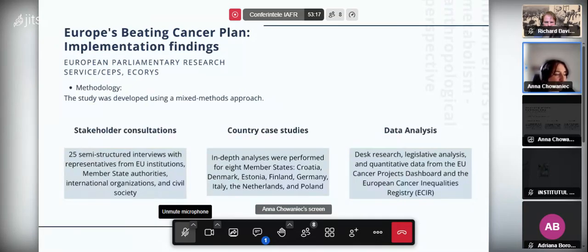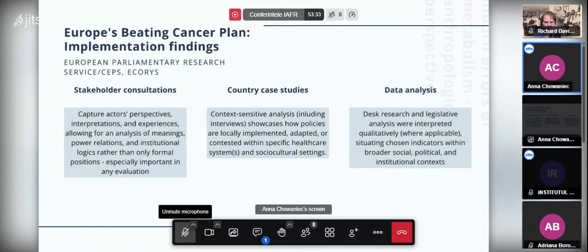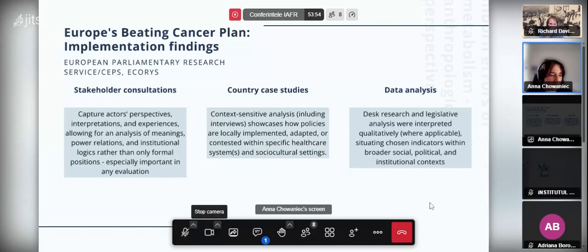There are 3 main methodological components here. So, structured interviews with different stakeholders, case studies that also include interviews at the national level, and the analysis of available data. And each of those elements included a qualitative research component. So of course, interviews were especially important, as through those in-depth discussions we were able to learn what stakeholders think beyond official statements, which is especially crucial for evaluations.